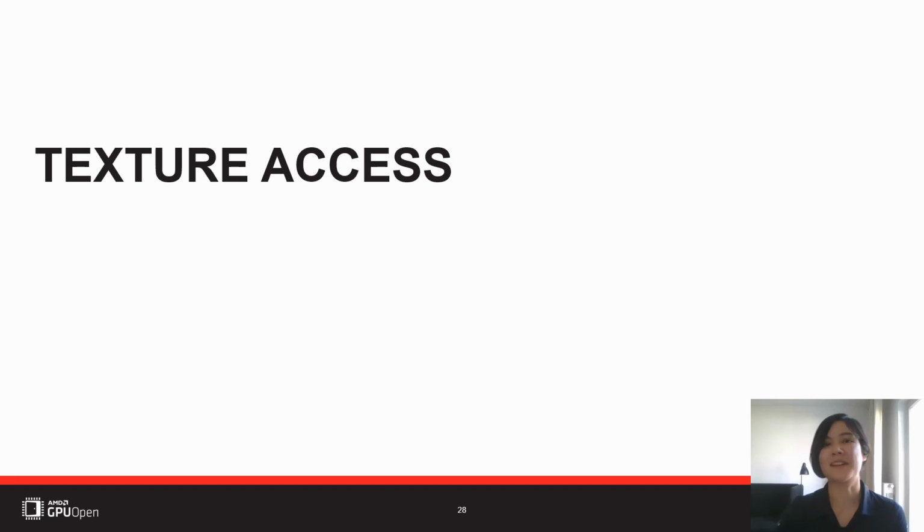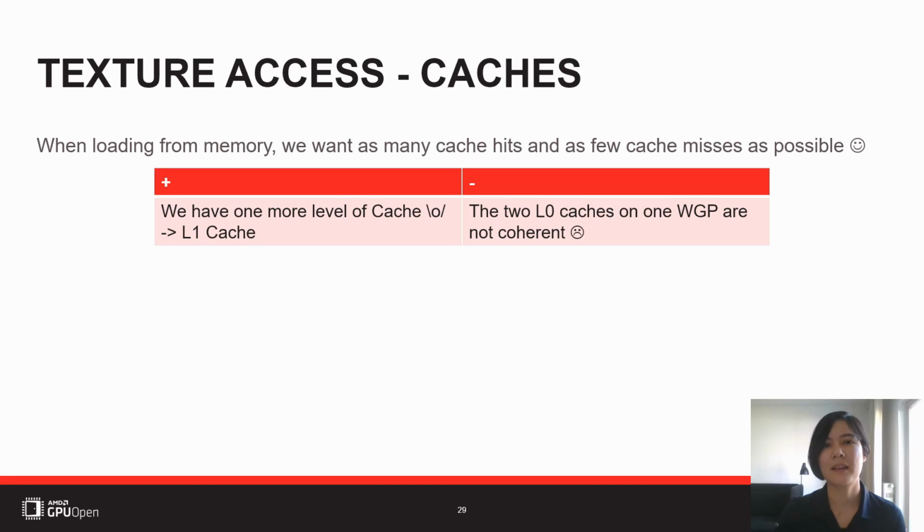Okay, texture access. First, let's talk about caches. As I already mentioned, on RDNA we have a completely new level of cache. It's the level 1 cache, and for you it just means you have more cache available on the GPU. Then what was before called level 1 cache is now called level 0 cache on RDNA. It's the cache directly on the work processors, and on the work processors we actually have 2 level 0 caches.